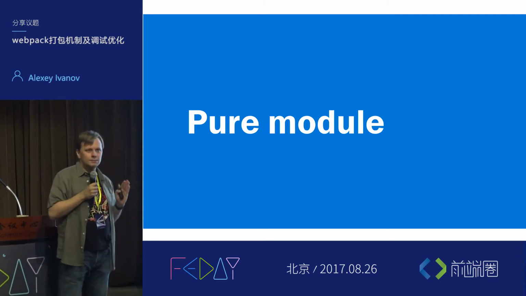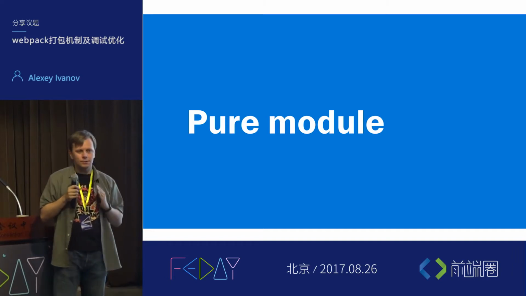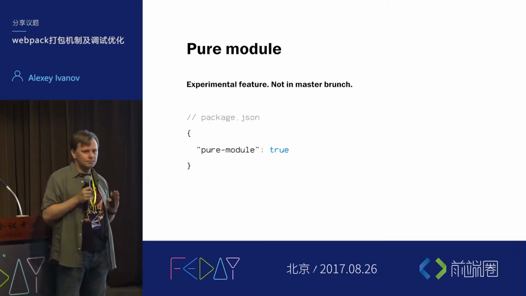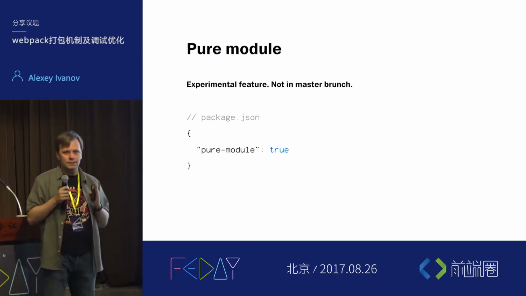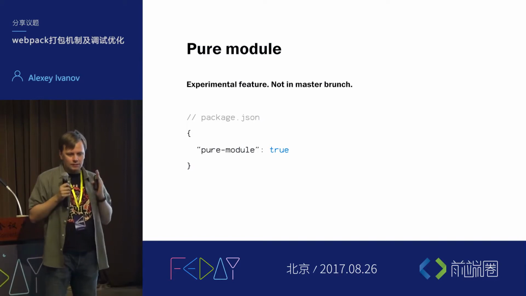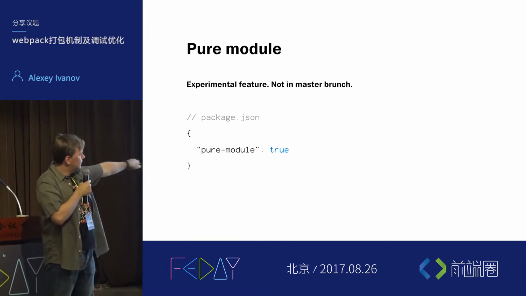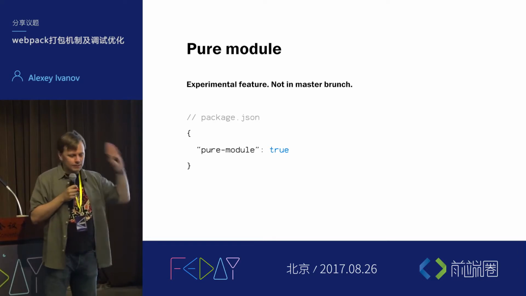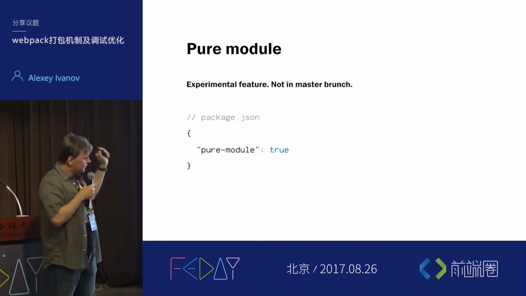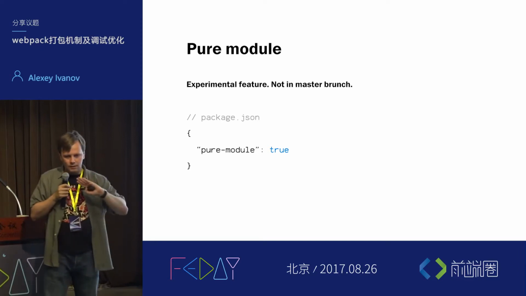One of them, as I said before, is that we have to load and evaluate all ES module files because we do not know if they have side effects. But what if we know? Pure modules is a way for library creators to tell Webpack whether the libraries have side effects. If they add this flag inside the package.json, it's something like a promise: I don't have side effects and my dependencies don't have side effects.